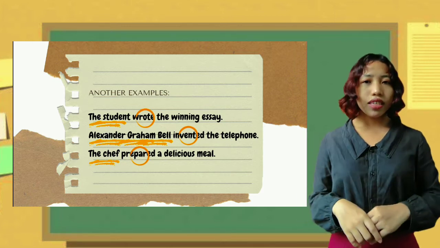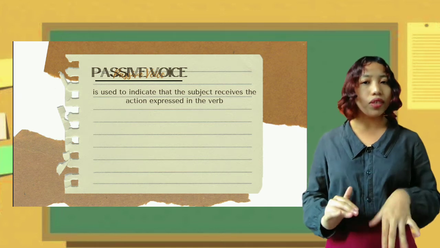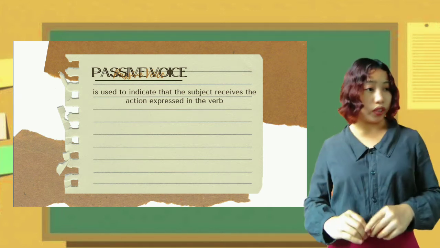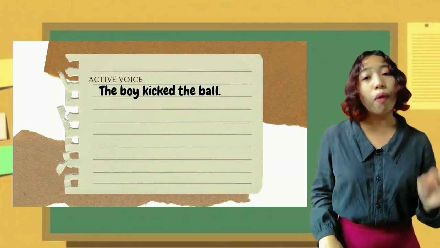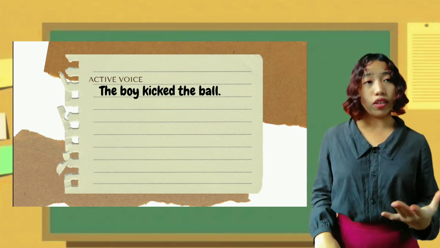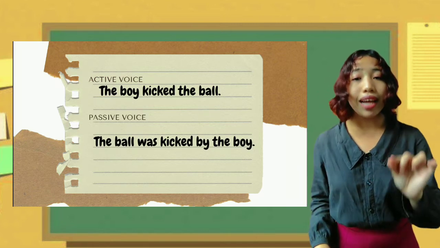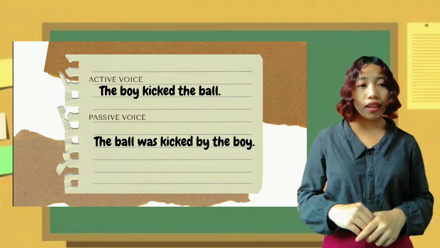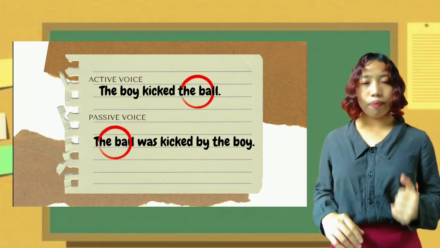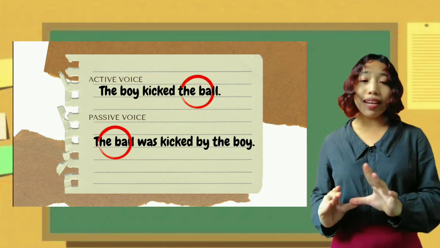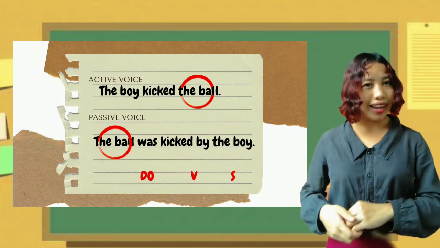Very good. Now let's proceed to passive voice. Passive voice is used to indicate that the subject receives the action expressed in the verb. In active voice, we have the example, the boy kicked the ball. If we change this into passive voice, it becomes, the ball was kicked by the boy. As you can see, the direct object of the active voice becomes the subject in the passive voice. Hence, it is formulated with the structure DO plus V plus S. Am I understood?